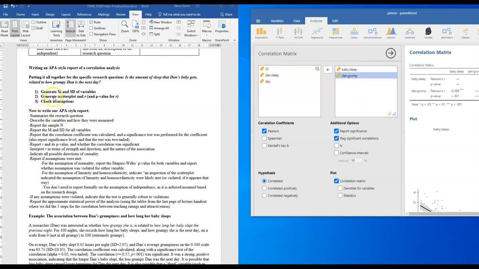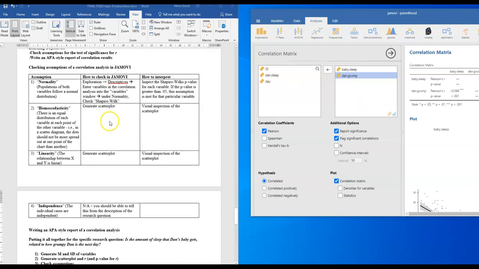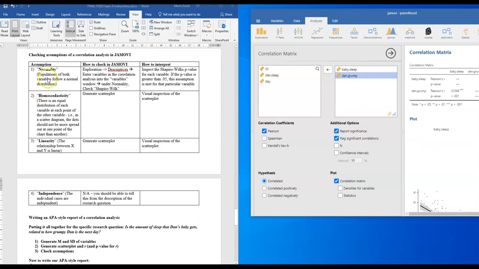Okay, so now we're going to check assumptions. This is where we're going to turn to the table here. The first assumption of a correlation analysis is normality. It just means that both populations follow a normal distribution. We're going to check this in Jamovi following these instructions here. You will be familiar with this test from the t-tests and the ANOVA that we've been doing. You've learned that the Shapiro-Wilk p-value is what we look at, what's been automatically generated for us in the t-test, in order to check that assumption.